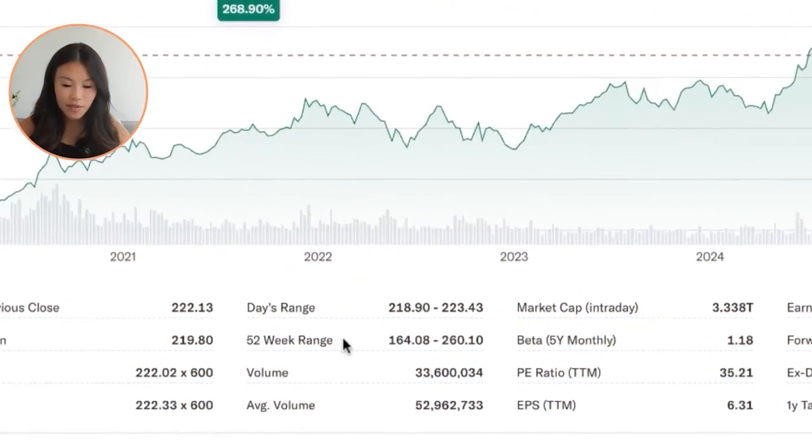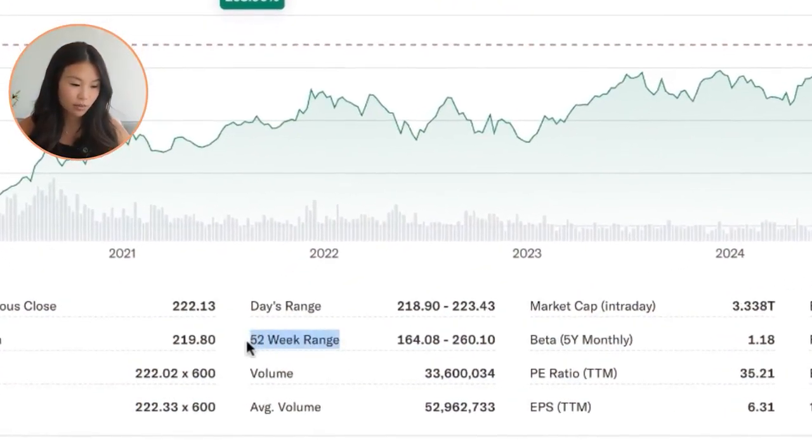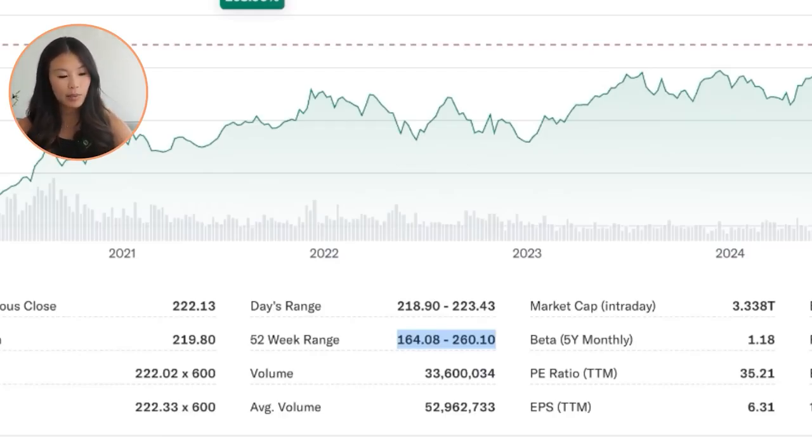Lastly, let's look at the 52-week range. This shows the highest and lowest price that the stock has been in the past year. It's useful to see where the current price is within its range. If the price is closer to the lowest point, it might be undervalued or on discount. If it's closer to the highest point, it might be expensive.